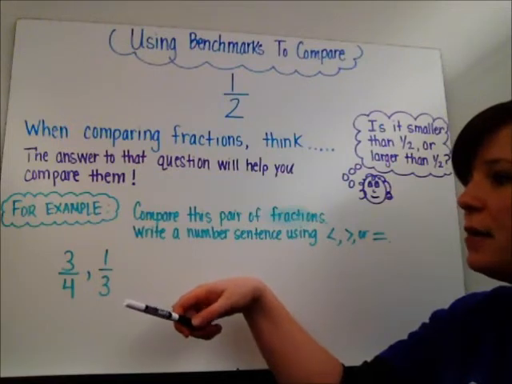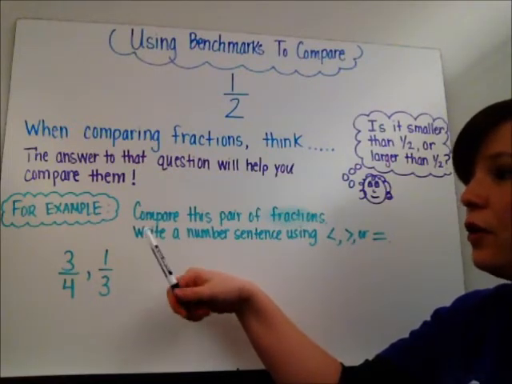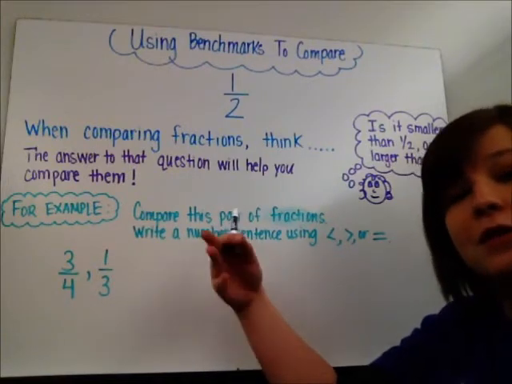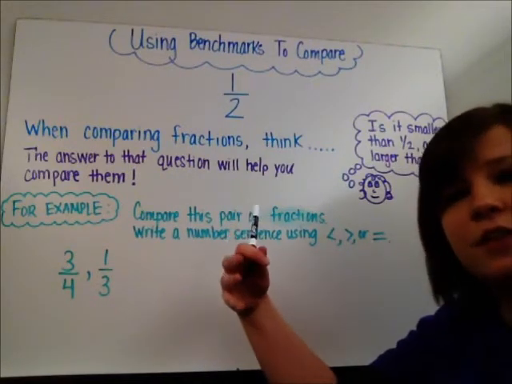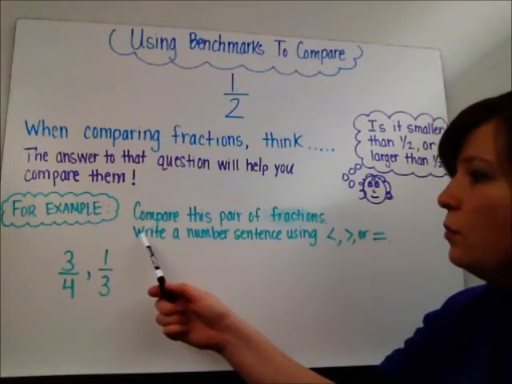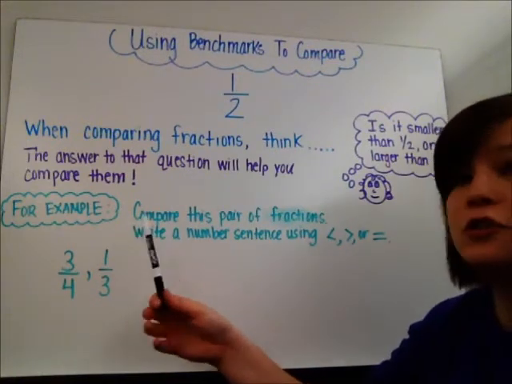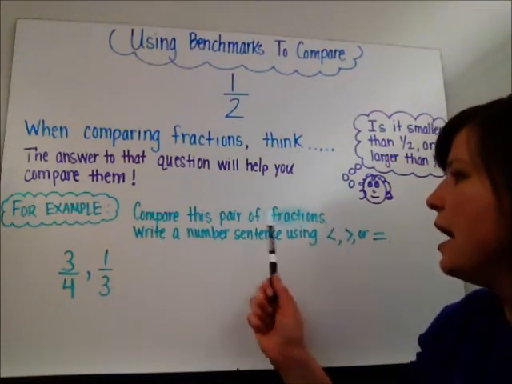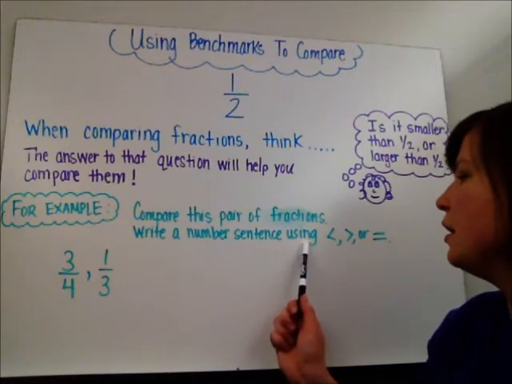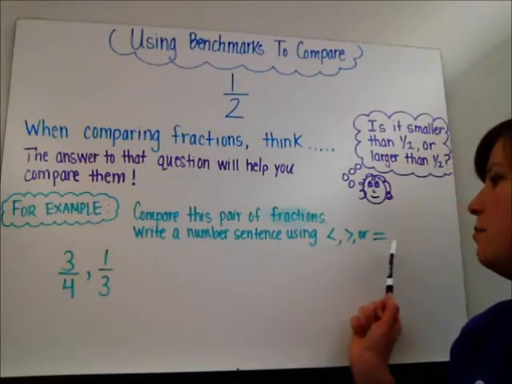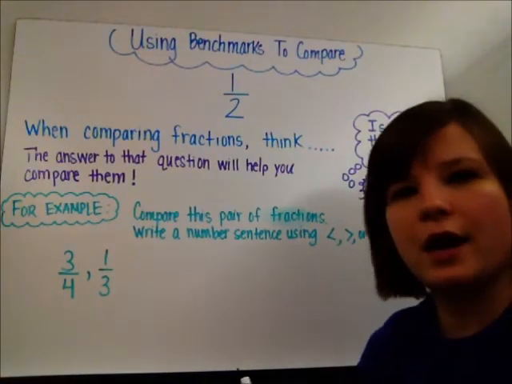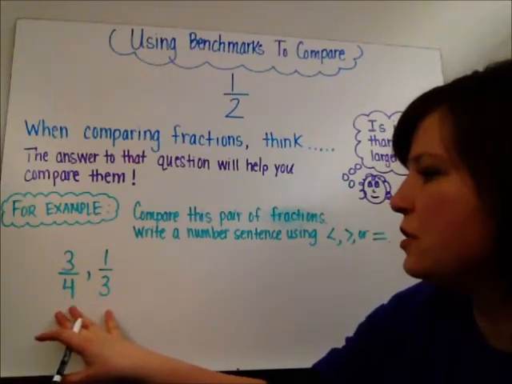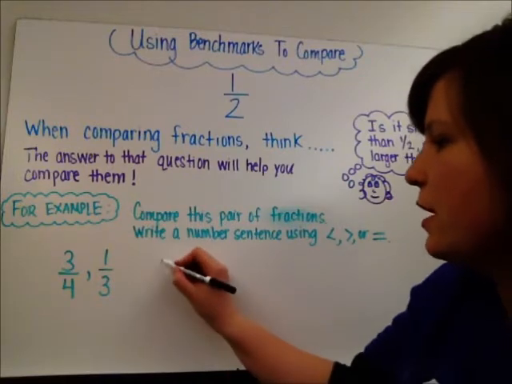So I have an example here, and you're going to see this kind of a problem a lot in your bookwork, a lot on tests, map tests, just different things like that. So if your teacher or your book asks you to compare this pair of fractions and then write a number sentence using these symbols, I'm going to show you how to do that. So our pair of fractions is 3/4 and 1/3. So we can write that out.